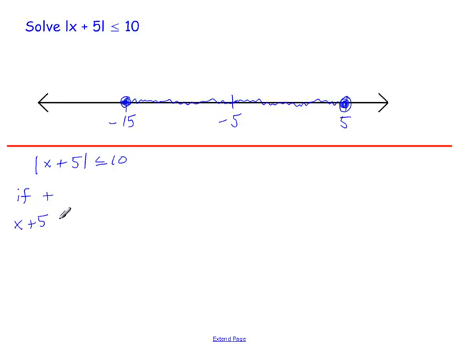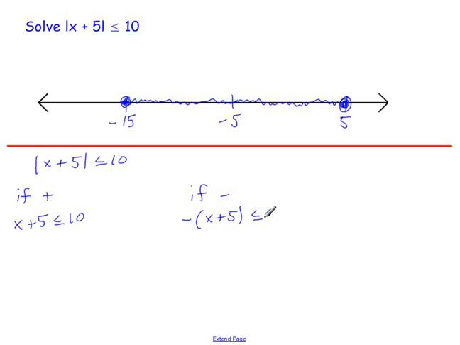And what if what's inside the absolute value is negative? Well, the absolute value of a negative is its opposite. Be very careful. You want the opposite of this thing, so the opposite of x plus 5. Make sure you put it in parentheses because you want the opposite of the whole thing. So that is less than or equal to 10.